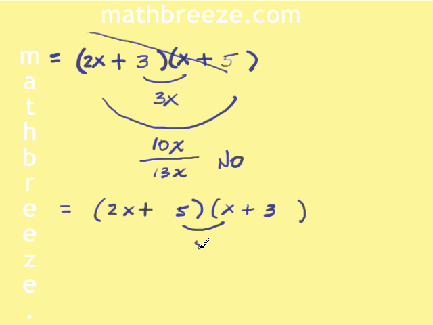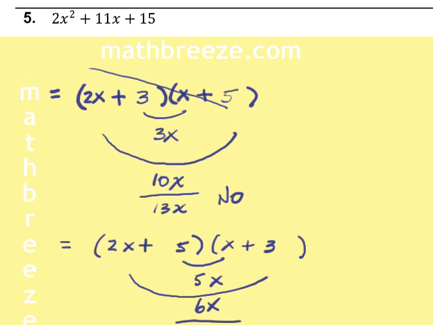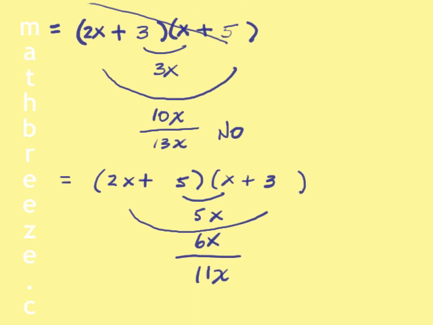And we have 5x, and here we have 6x. The sum is 11x. That's the correct middle term, 11x. Okay, so this is the right factorization.